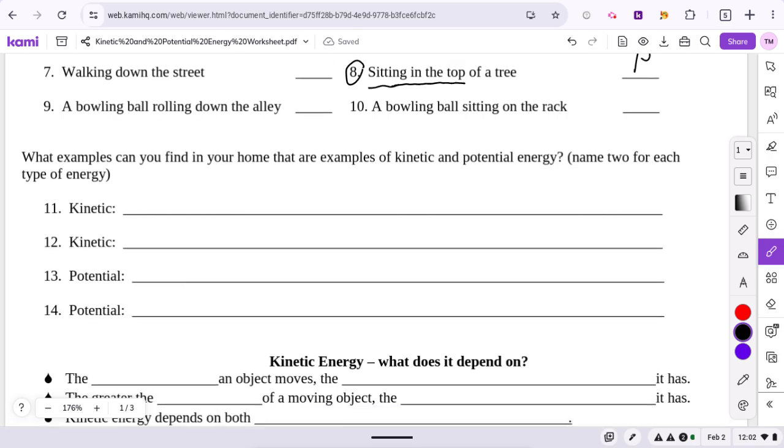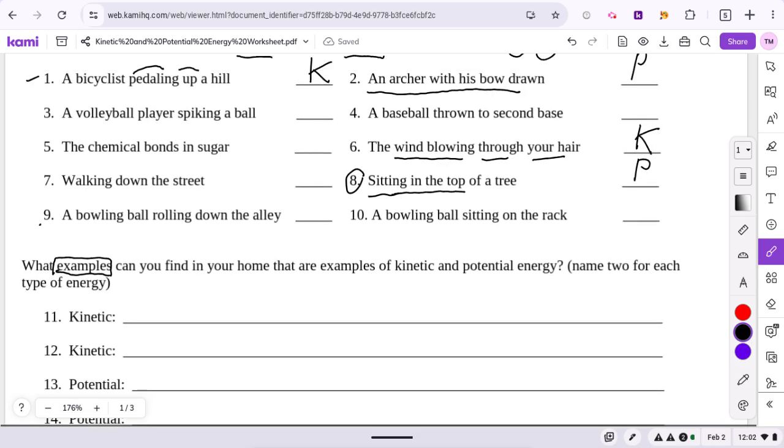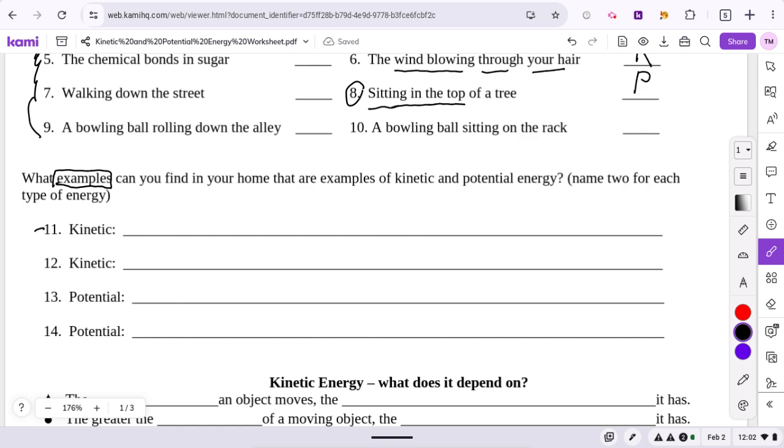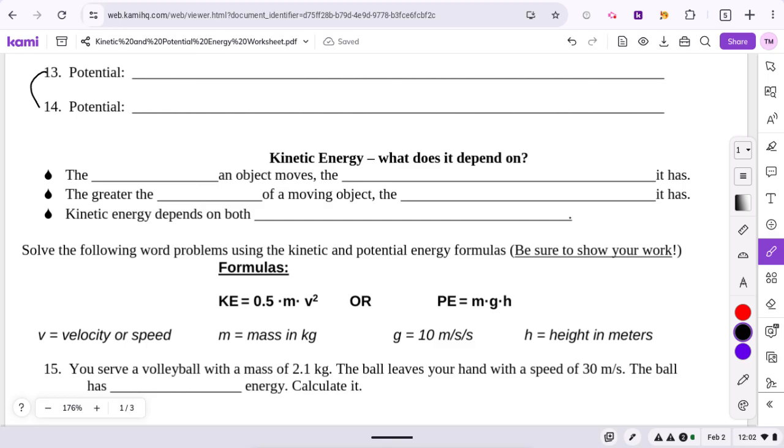And then for here, just need to put examples. What are some examples of kinetic energy? Don't just copy from the ones up above here. Make up your own examples of something kinetic, 2 examples, and 2 examples of potential energy. Then you'll have some fill in the blanks. I'll do some of it here.